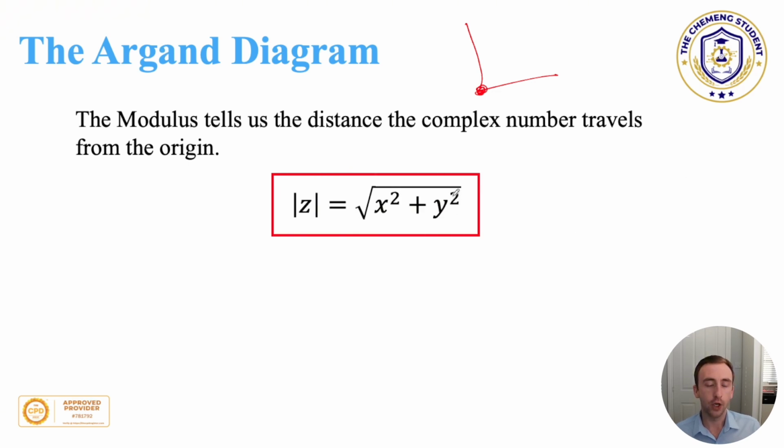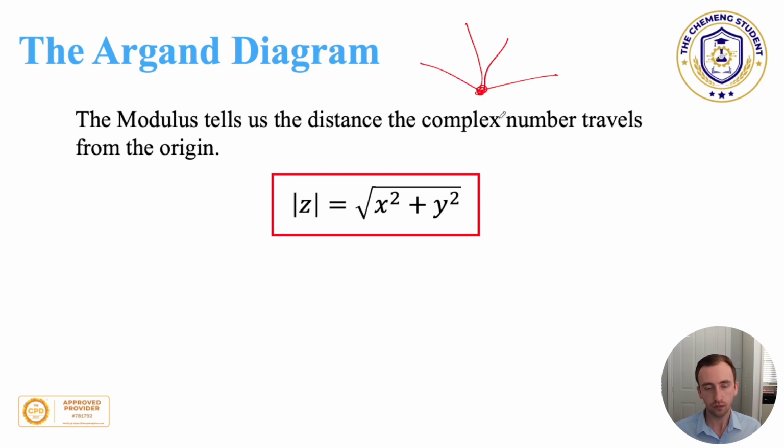Now, hopefully you will see some similarities between the modulus of the complex number and the distance formula of the equation of a straight line, in that we square both of the coordinates and then we add them together and take the square root. And that then gives us the modulus, because it's basically the distance the complex number travels. But then the question becomes, well, in what direction does it go? You know, does it go in this direction? Does it go in that direction?